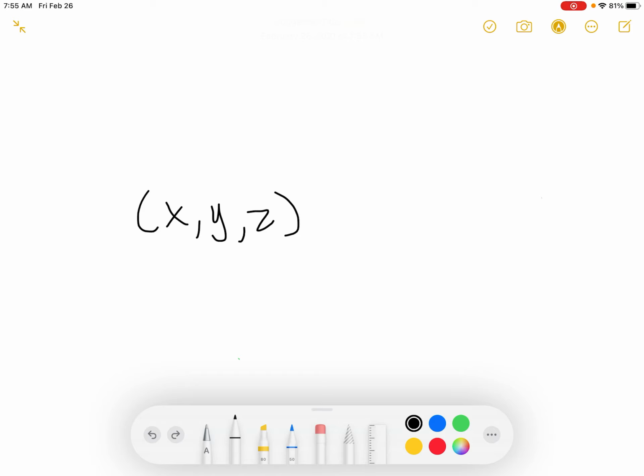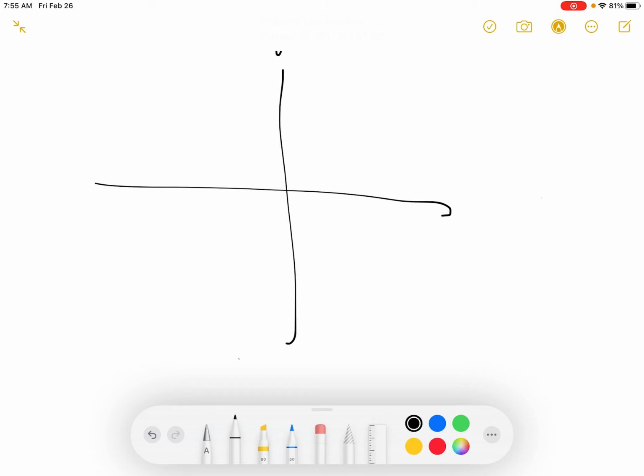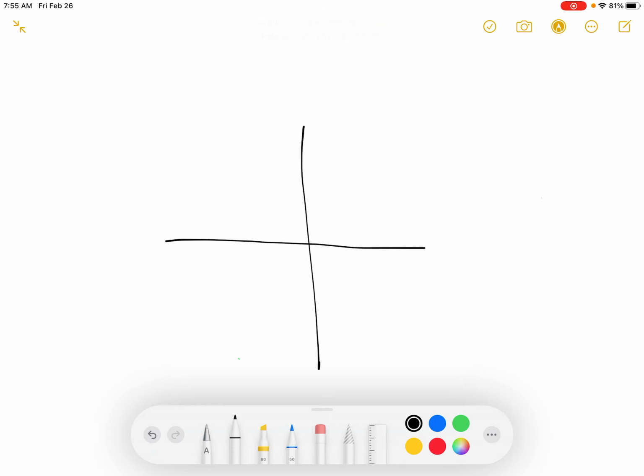So let me see if I can try to draw this. So we know that we have our y-axis. Oh, great. Dumb thing cut off. Try to draw this again. We have our y-axis up here. That's how we know what our y point is. And then we have x. But then there's also like a z coordinate. And that would be an axis that kind of like goes like this.